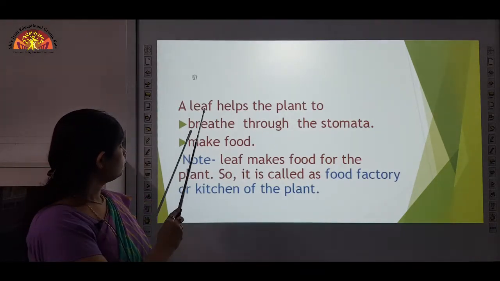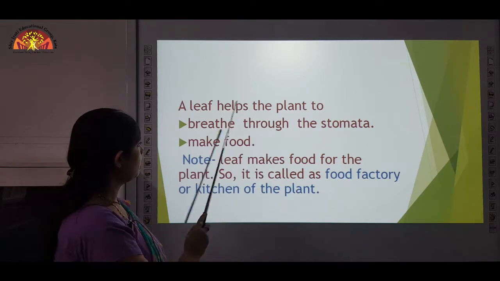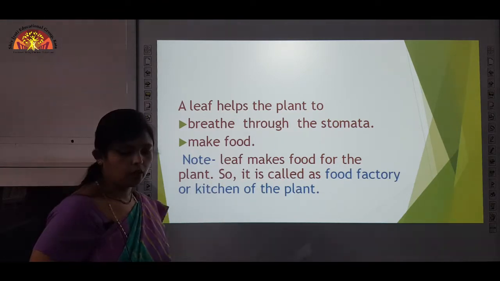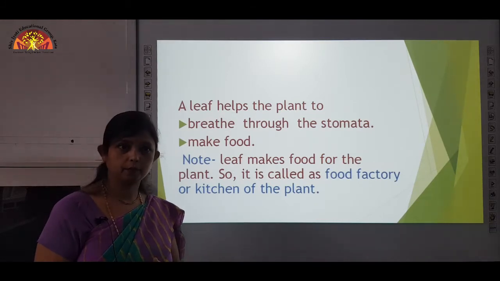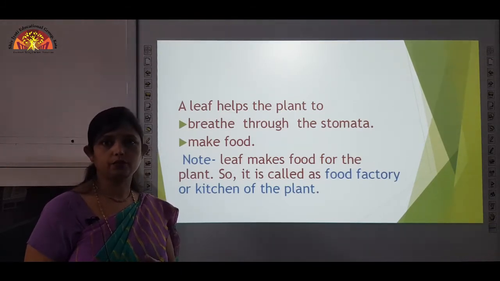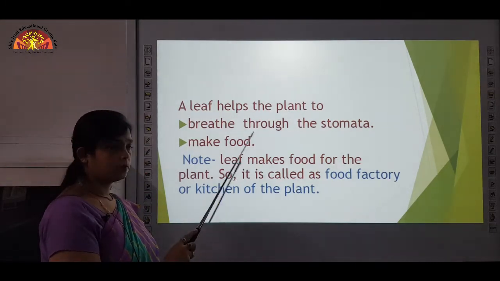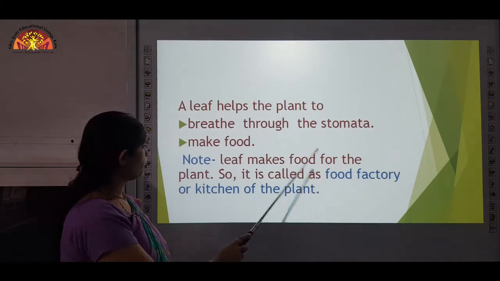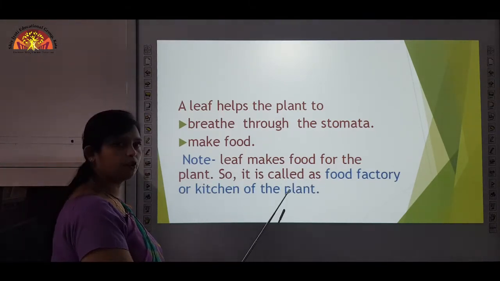Now a leaf helps the plant to breathe through the stomata and to make food. This was about how it helps the plant to breathe because it has stomata in it. Now another most important function of the leaf is that it makes the food. Leaf makes food for the plant, so it is called the food factory or kitchen of the plant.